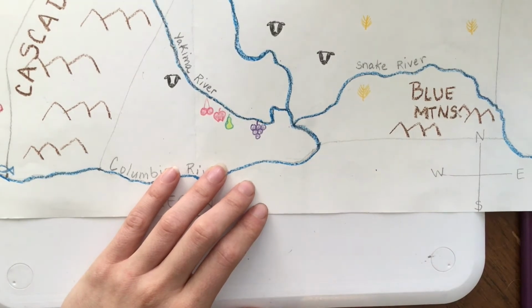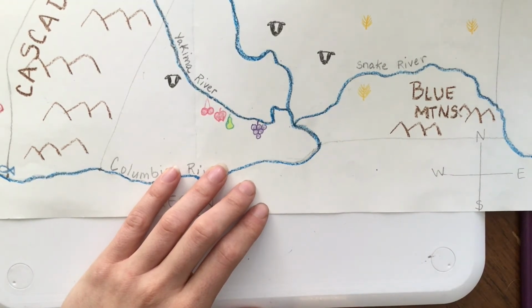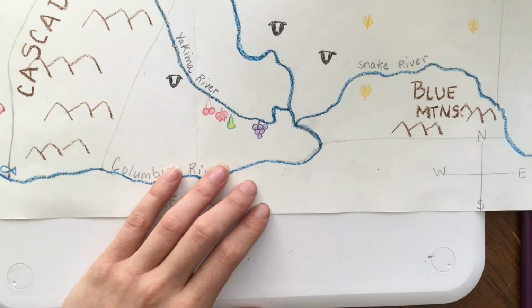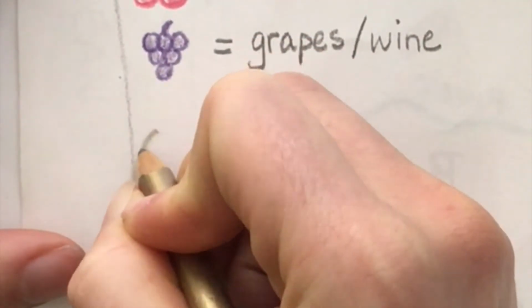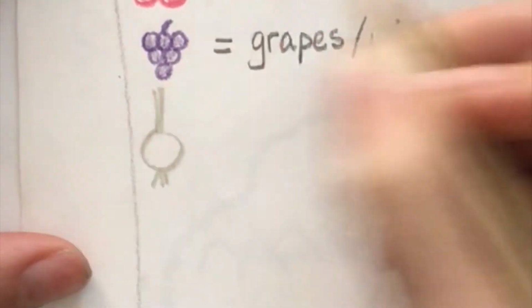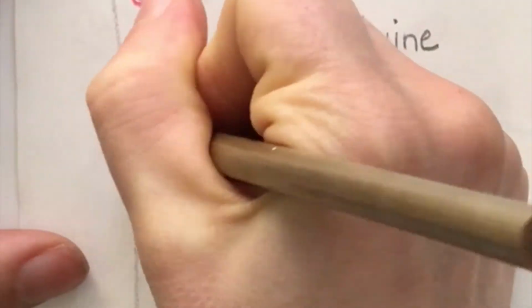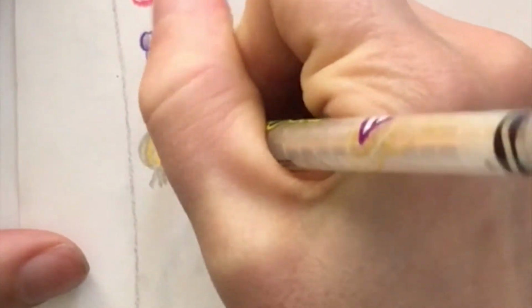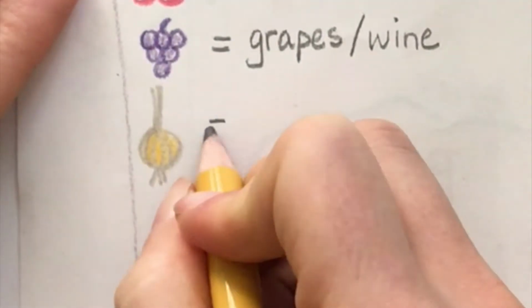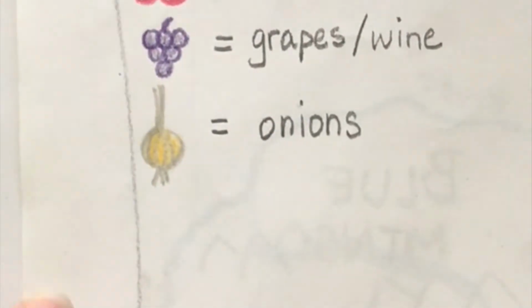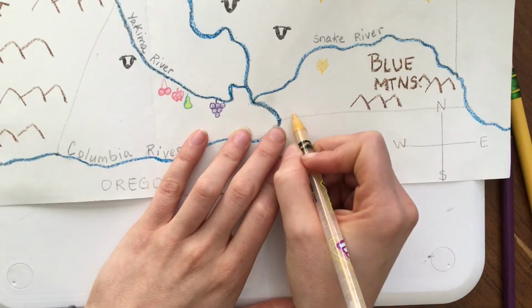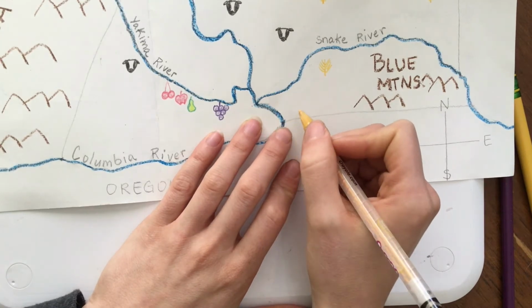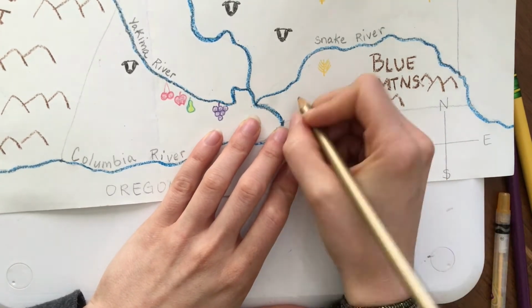But we don't only grow fruits in Washington State, we also grow vegetables. One of these vegetables is the onion. Have you ever heard of an onion called the Walla Walla sweet onion? We actually have a city named Walla Walla. There are a lot of onions grown in Walla Walla.